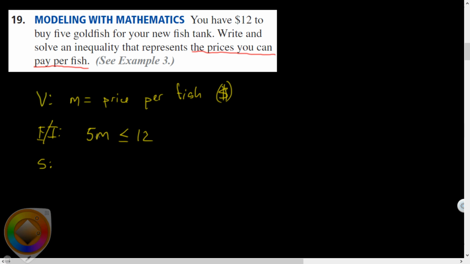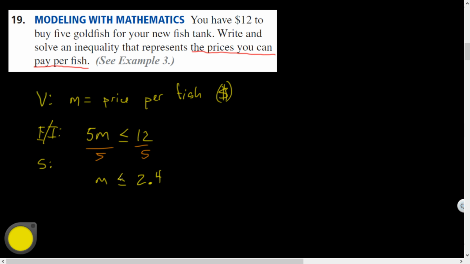Solve. So M is being multiplied by 5. Divide both sides by 5. And I'm going to get M. I was going to say M, yay. Do I have to flip that inequality? No, because I'm dividing by a positive. And 12 fifths. Let's see, 5 goes into 10 twice, and 2 fifths. Did I do that right? Yeah, 10 plus 2. Yeah. 2 fifths would be 0.4. So I think 2.4 is what I get.